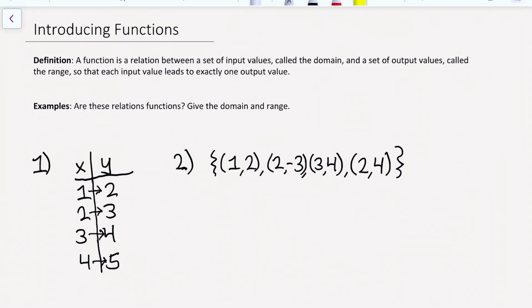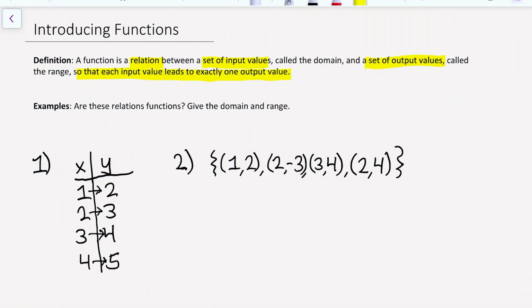Welcome to Pre-Calculus. In this video, I'd like to talk about the definition of a function and look at a few examples. So a function is a relation between a set of input values called the domain and a set of output values called the range, so that each input value leads to exactly one output value.